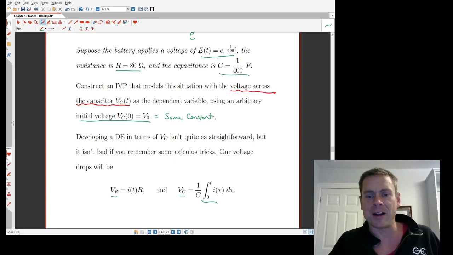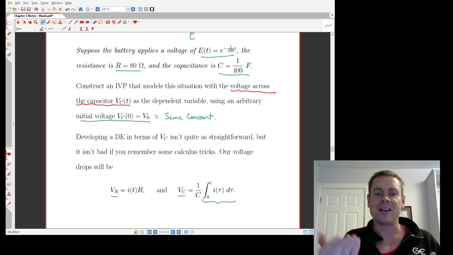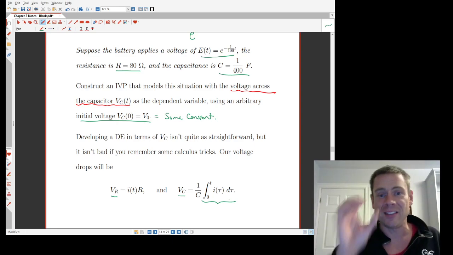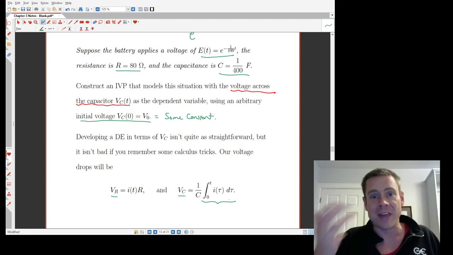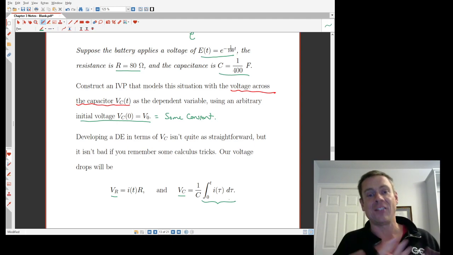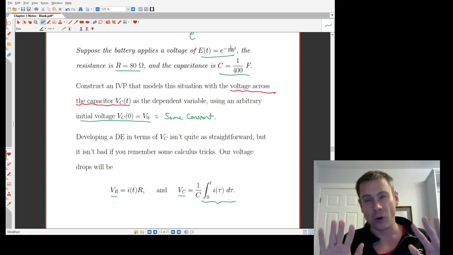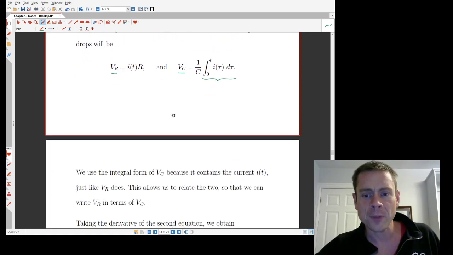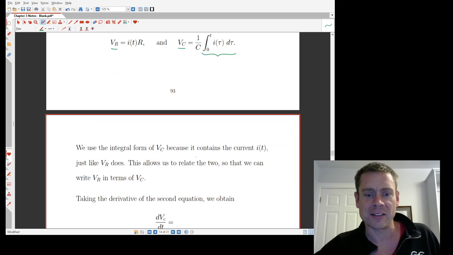The reason that I'm drawing on this integral form right now is because I'm going to need to express the VR in terms of VC. I need everything at the end of the day to be in terms of VC for this example, because I'm setting that up with that being the dependent variable. And because both of these quantities, the VR and the VC here, have I in them, that will let me relate the two and write one in terms of the other. So hopefully that makes sense. We're going to go through some steps together and you'll see how that works. Okay, so that's exactly what that next sentence is saying.